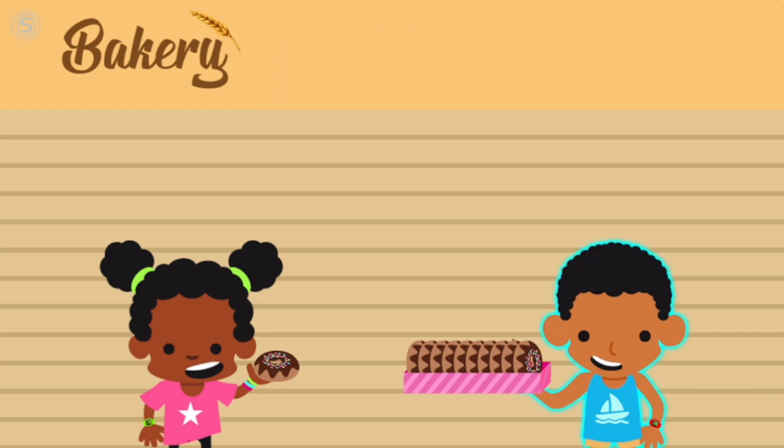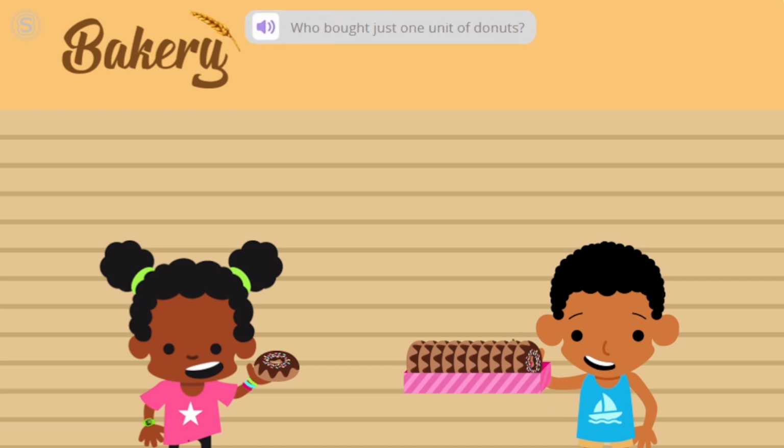Great! Max bought 10 donuts. And any group of 10 units makes 10. And who bought just 1 unit of donuts? Great! Zoe bought 1 unit, and Max bought 10 donuts.